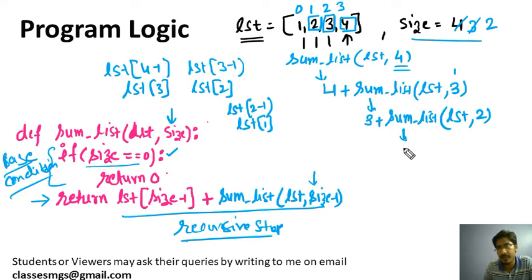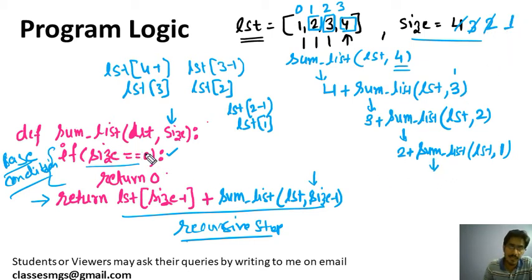So this time what will happen, 2 plus sum_list and we are again passing the list, and this time size minus 1 becomes 1 because 2 minus 1 is 1. Now the size becomes 1. Now again we are calling this. Now size is 1. 1 is equals to 0. Condition false. Again this will be called.